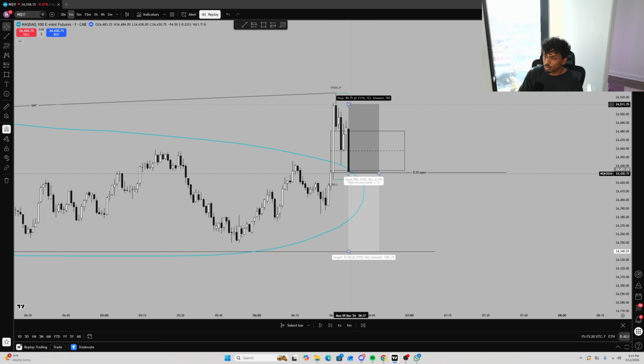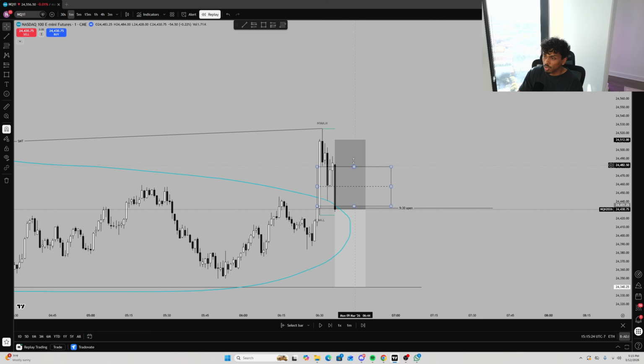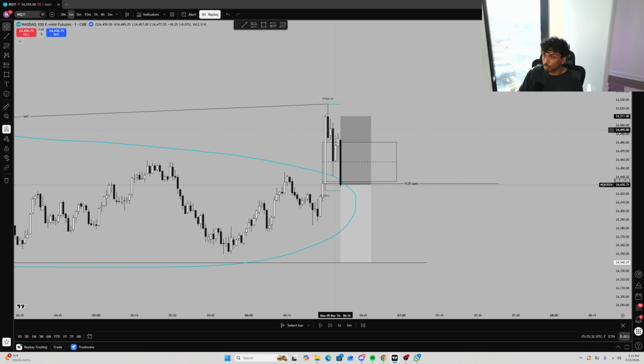You enter right here, and then you can put your stop at the bodies, to get to 1 to 1 RR. If you put your stop at the ultimate high, right? You don't get that 1 to 1. So you can be a little bit cheeky with it and then put your stop at the bodies, because ideally price shouldn't even go above this area right here.